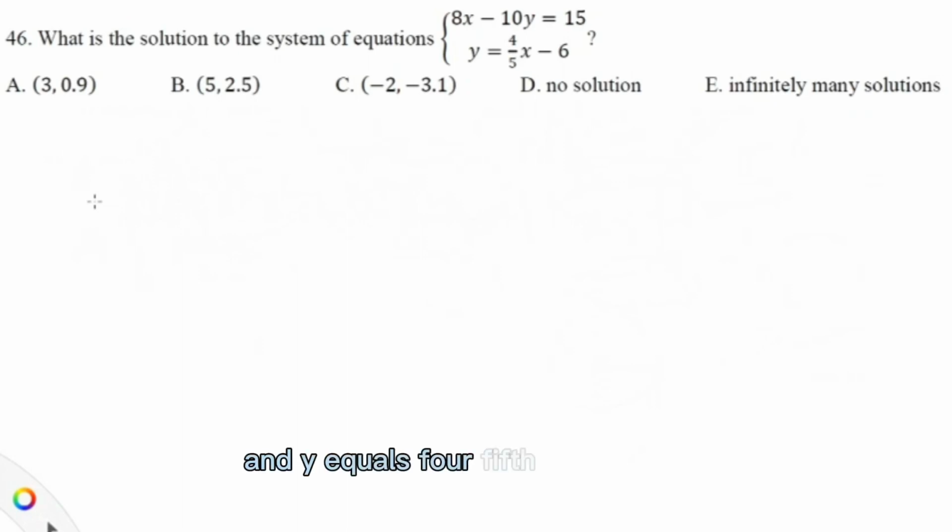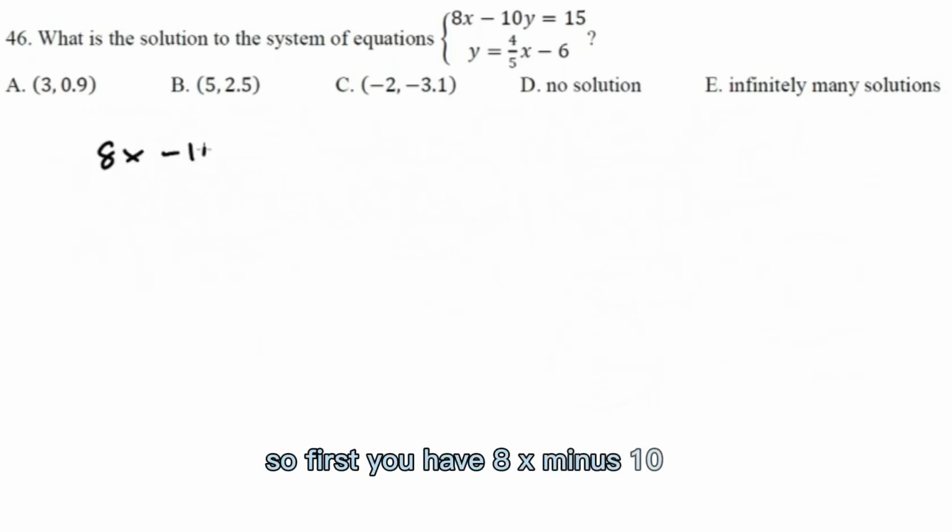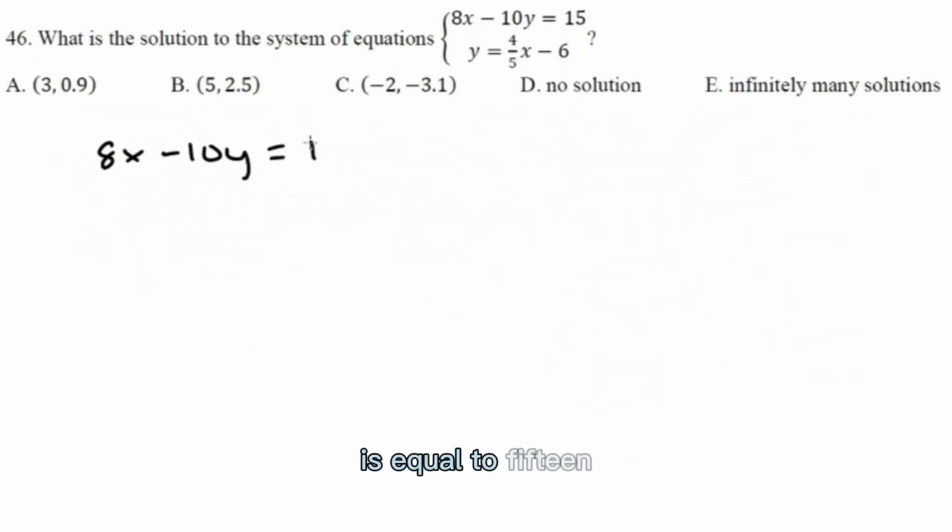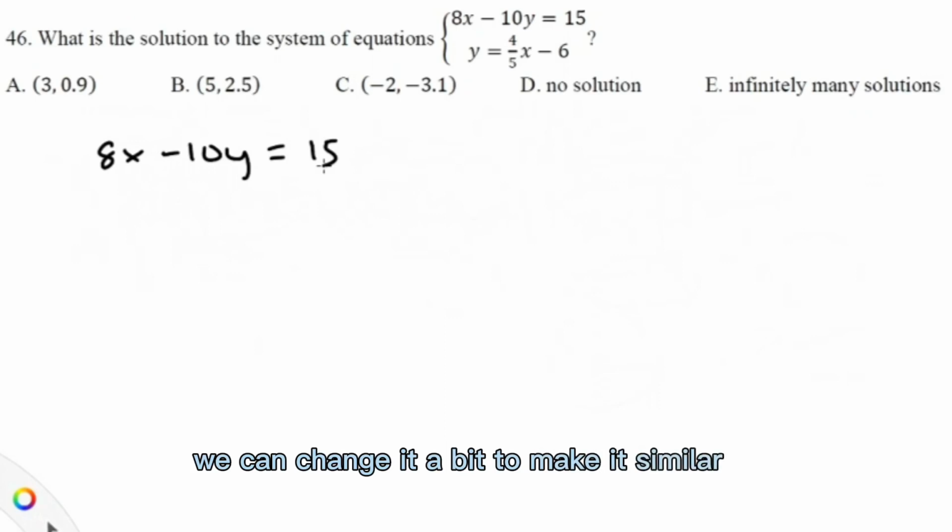Next, what is the solution to the system of equations 8x minus 10y equals 15 and y equals 4/5 of x minus 6? Alright, so first we need to make it so that these equations look the same. So first we have 8x minus 10y is equal to 15.